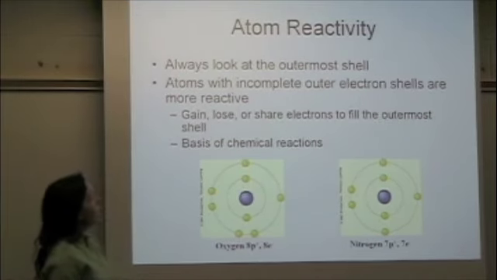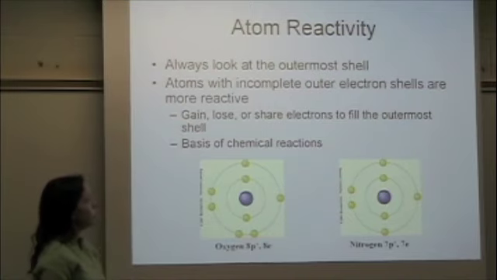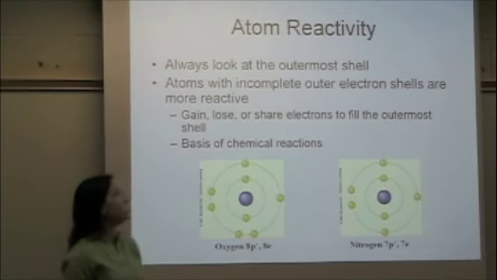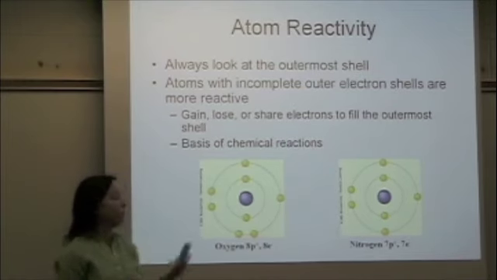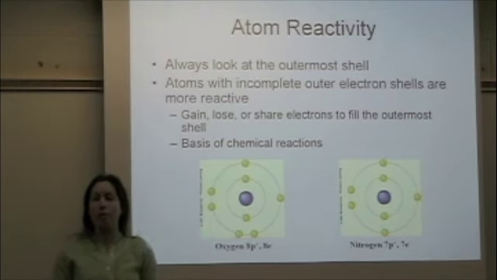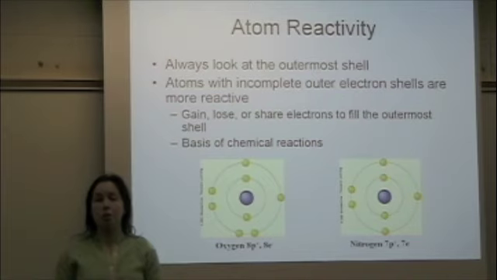So atoms are going to gain electrons, lose electrons, or share electrons to fill the outermost shell. And that's the basis of the chemical reactions we're going to talk about as far as bonding. So we're not going to talk about any of the atoms that already have a full outer shell because they're not going to undergo reactions.